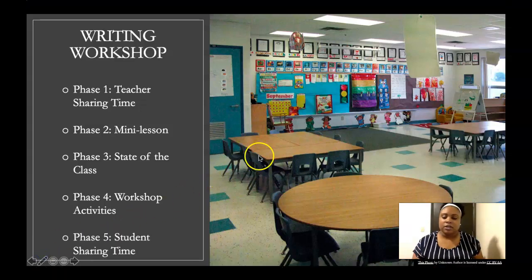Sorry, 5 phases. So, the first phase we are going to discuss is phase 1. Phase 1 is your teacher sharing time, which should be about 5 to 10 minutes. You're going to present students with language and experiences through the writing to stimulate their natural thinking. So they're really going to get their brains fired up and working at this time.